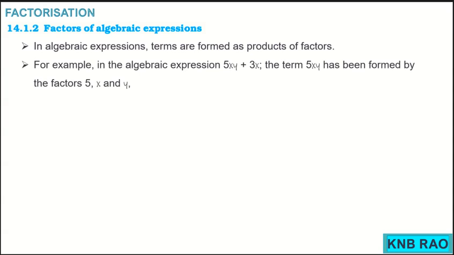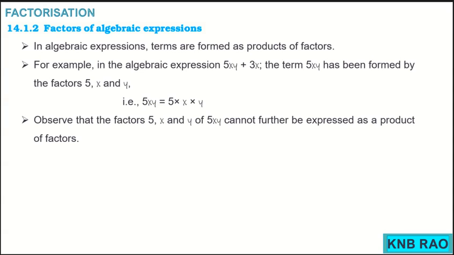In the algebraic expression 5xy plus 3x, there are two terms. Let's see how the term 5xy can be put in factor form. In that term 5xy, you could see the factors 5, x and y, since it can be written as 5 into x into y.